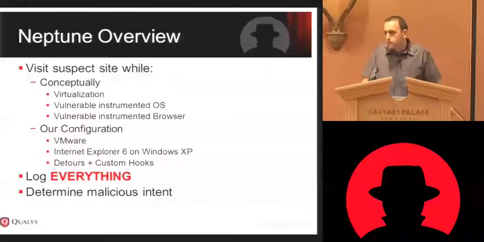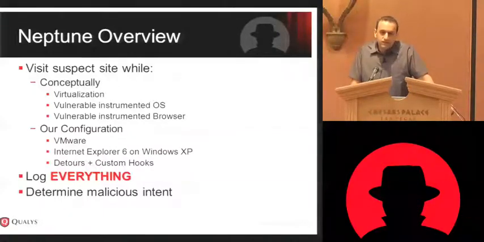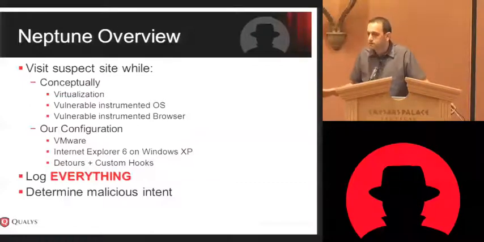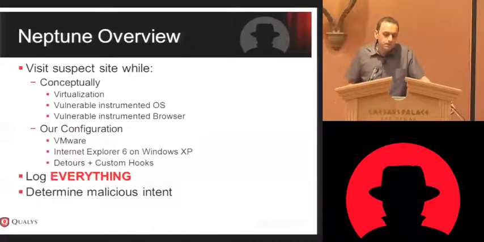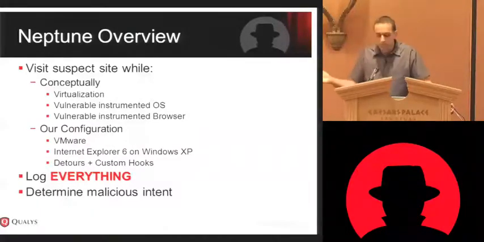How does Neptune work? Neptune basically takes a vulnerable operating system and a vulnerable browser, runs both under virtualization, visits a web page, and extracts logs of everything that happens on that machine during the render process. There's no user interaction. We just visit the page and log everything that happens. The type of virtualization you use is completely irrelevant, but just FYI, we use VMware. It's cheap.